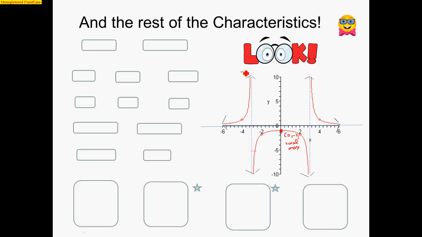What else do I have? I have a vertical asymptote at x equals -3, a vertical asymptote at x equals +3. I have a hole at -4, 1, and this is at +4, 1. This is a hole at -2, -2, and +2, -2. And I have a horizontal asymptote at y equals 0. So, look at all the characteristics that I'm going to ask you to fill out.